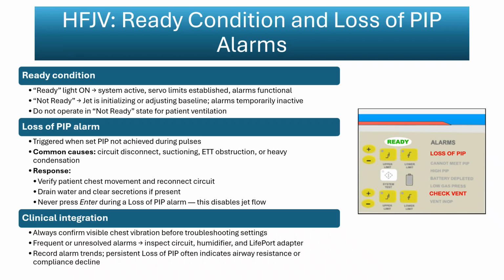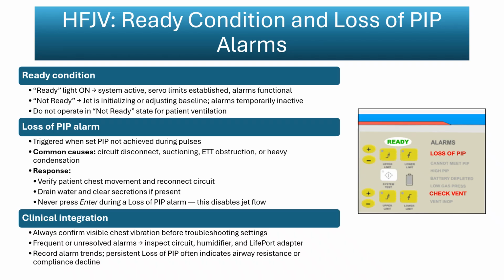The ready condition indicates that the system is fully calibrated, servo limits are established, and alarms are functional. When the ready light is illuminated, the jet is operating in its normal, protected mode. If the display shows not ready, the ventilator is calibrating or recovering from a power or flow interruption. During this period, alarms are temporarily disabled, and the system should not be used for patient ventilation until it returns to ready. Starting ventilation in the not ready state bypasses safety features and risks unmonitored changes in pressure delivery.